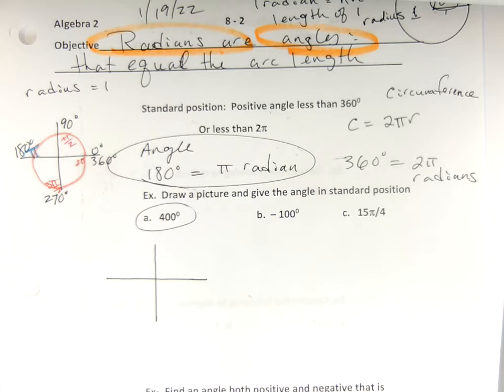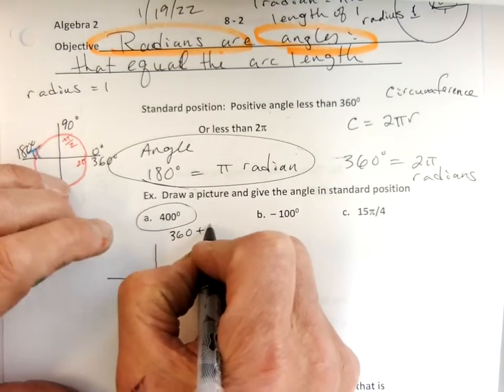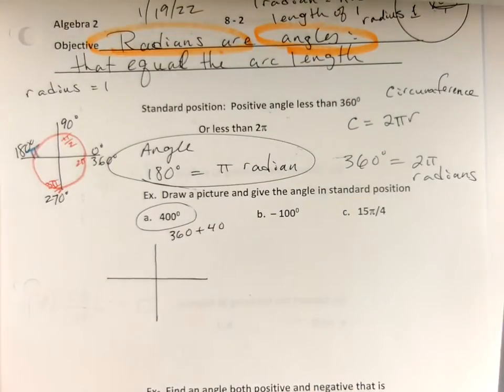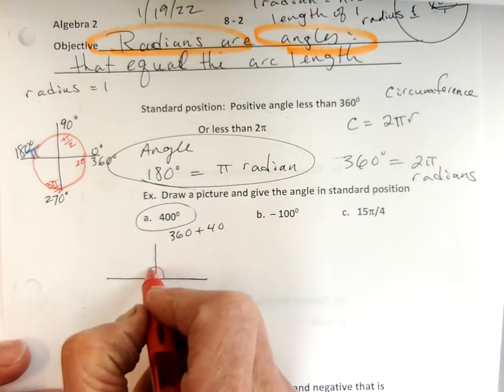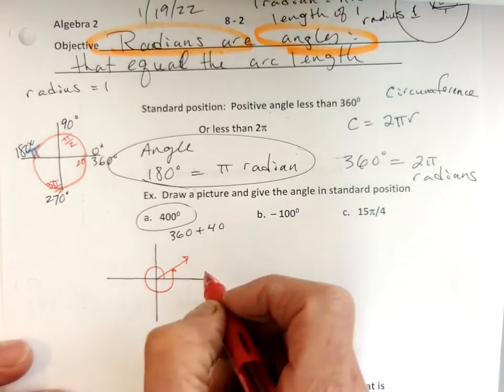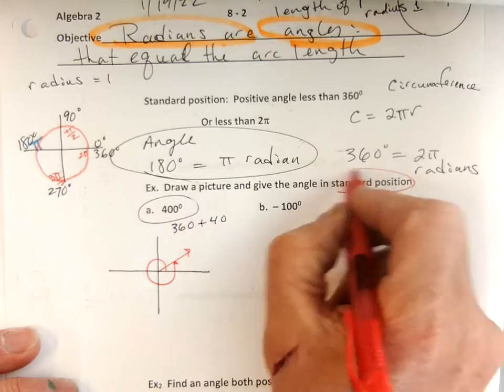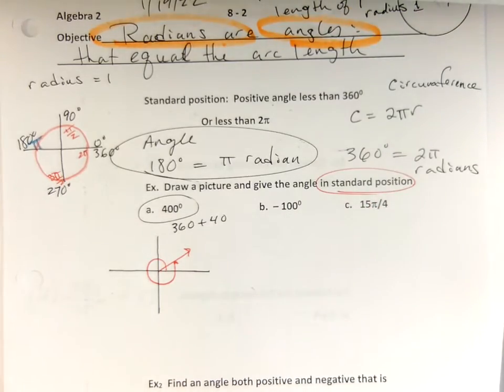So this is the same thing as 360 plus 40. I'm going to draw it like this. I showed the whole spin, 360 plus 40, and there's my angle in standard position. It's like rotating the tire all the way around.